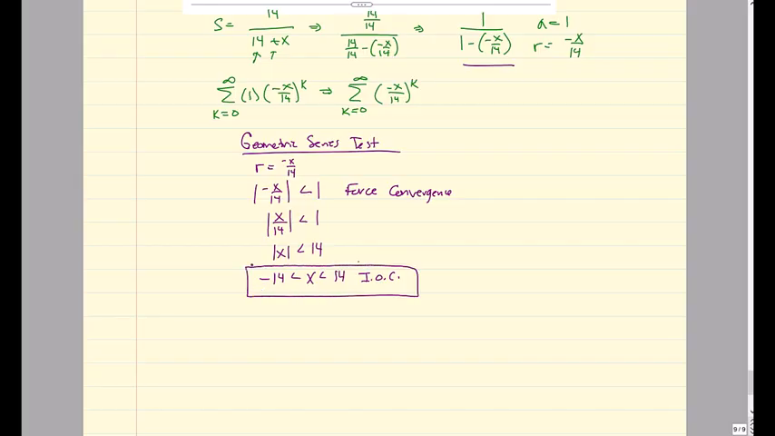Now, I don't need to check the endpoints in this case. You could go through and do that if you want. But for r equal 1, this would diverge. So if I had put a less than or equal to 1 here, it wouldn't force convergence. It would converge slash diverge. So I know that these are going to be both less than signs. So this one works pretty slick. The geometric series worked really nice here.